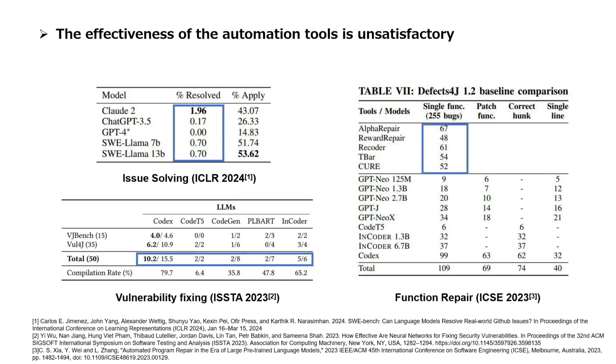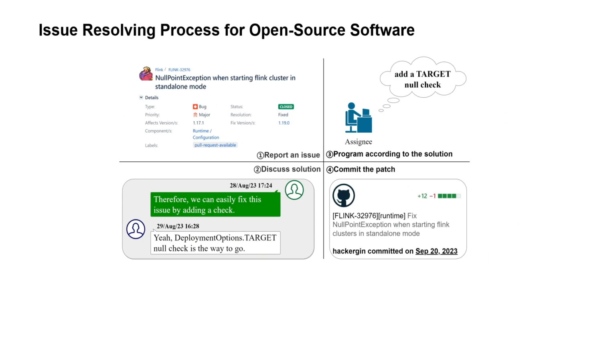Meanwhile, existing automated code maintenance tools often fall short, frequently failing to generate applicable patches, so most maintenance still requires manual work, which doesn't help reduce delays. To address these problems, we first analyzed the process of resolving issues in the open source community.